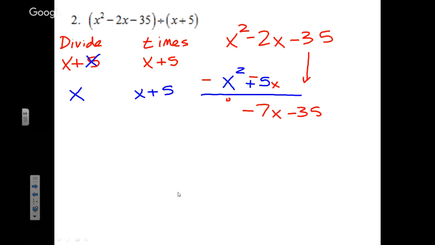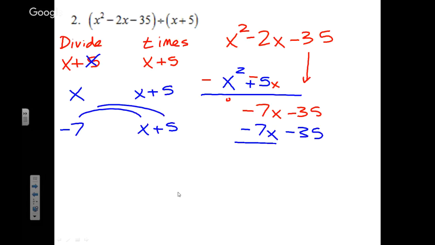Okay. Negative 7x divide by x. Negative 7. We're just starting over. Negative 7. What do I do? I times it by x plus 5. Negative 7x minus 35. As soon as I draw that line, I should be switching my signs. Okay, good. And this cancels out perfectly.